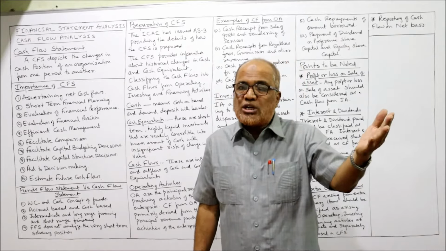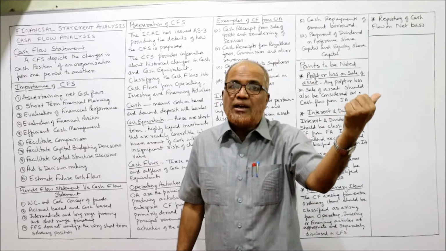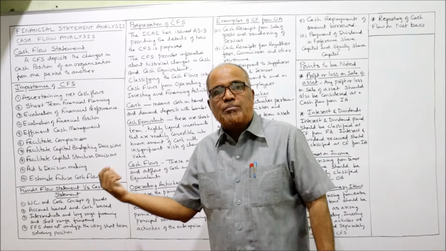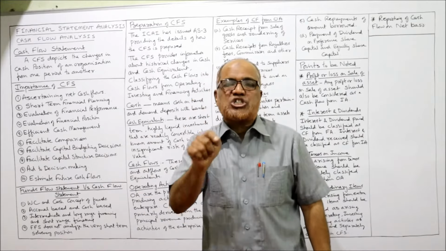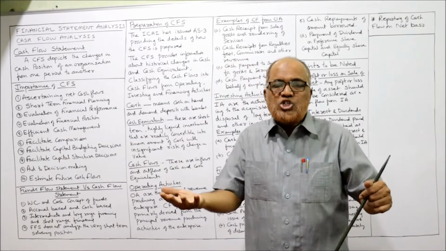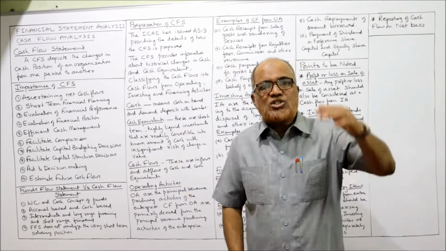There in funds flow statement, the meaning of fund was working capital. Here in cash flow statement, the meaning of fund is cash, showing the changes in cash from one period of time to another period of time. That is the difference. Second, accrual.